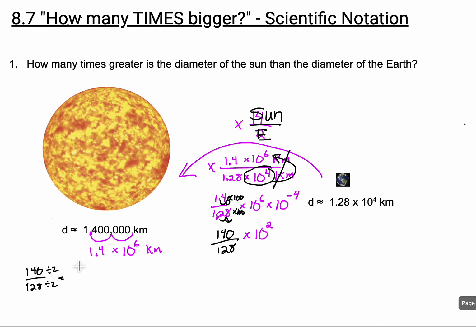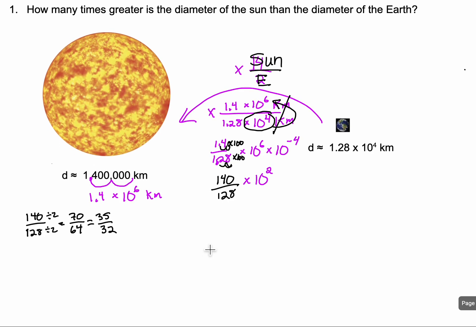So half of 14 is 7, so half of 140 is 70. Half of 12 is 60. Half of 8 is 4. Oh, and there's another 2. So I can take half of 70 is 35, and half of 64 is 32. Well, that's not so nice. I don't see any other one. So being that this is scientific notation, I'm going to have to go to long division.